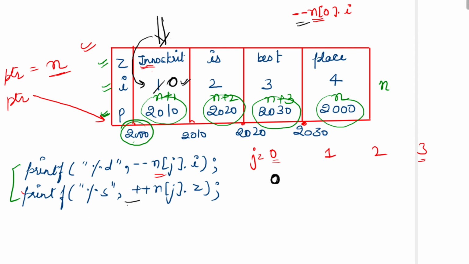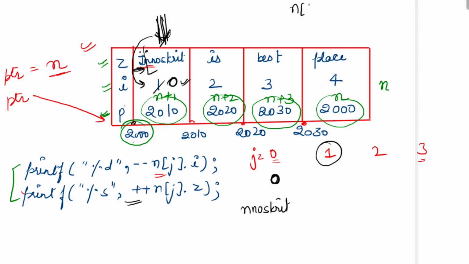Now the second statement says first go to the location n0, and at n0 go to z. That means we have reached this n0, and then go to z. Z is basically InnoScript, and it is incremented by 1. So it is 0, it is 1. So this string will be printed: NNOSKRIT.